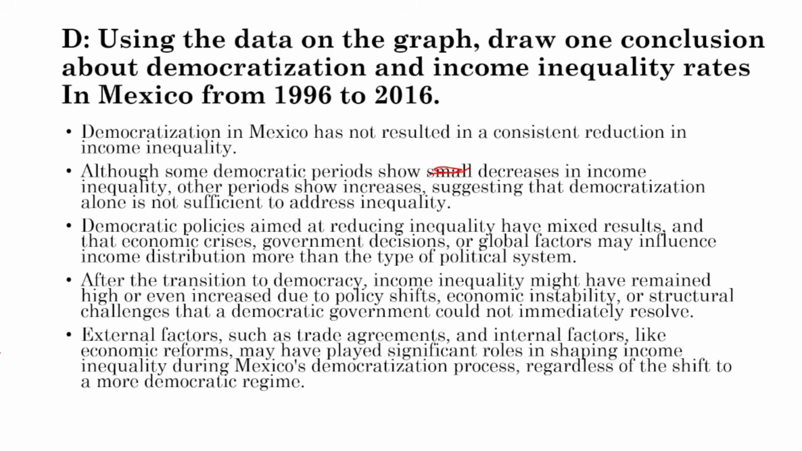There are external factors like trade agreements that involve international economic exchanges. There are also internal factors like economic reforms, government spending, government policy and inflation that play significant roles in shaping income inequality during Mexico's democratization process. So democratization alone has not influenced income inequality. And that's something that we have definitely taken away from this part.